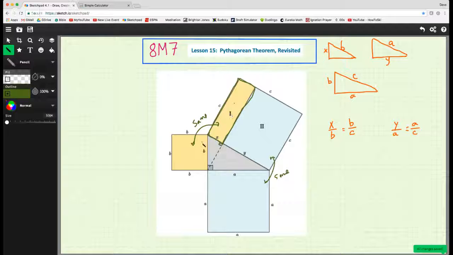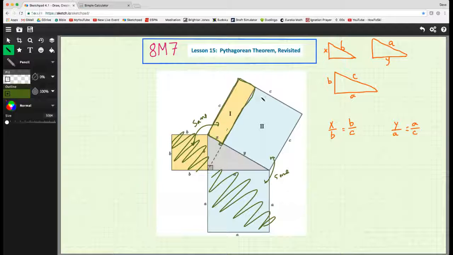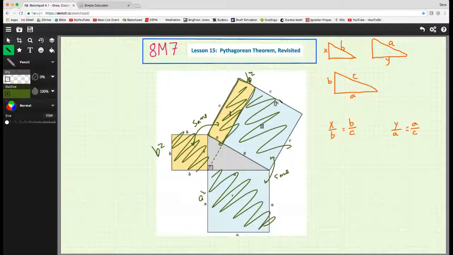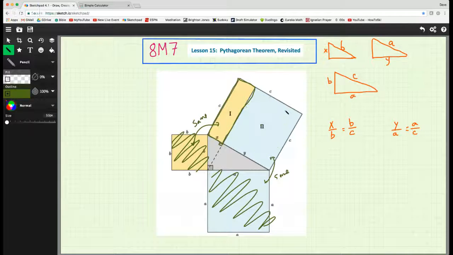So in other words, if these two are the same and these two blue pieces are the same, then if I add this together with this, I get this plus this. And so then this square plus this square has to equal this big square, right? If this is b squared and this is a squared, then this must be b squared and a squared if they're the same. And so a squared plus b squared equals c squared. So that's what we're going to try and show here.